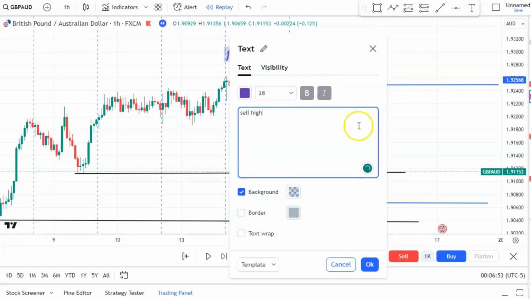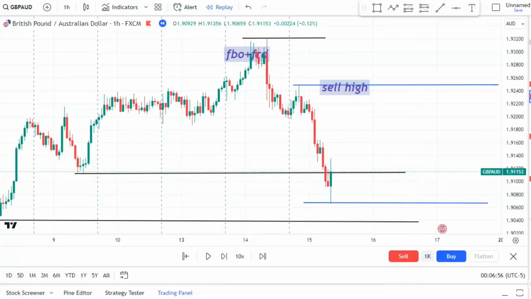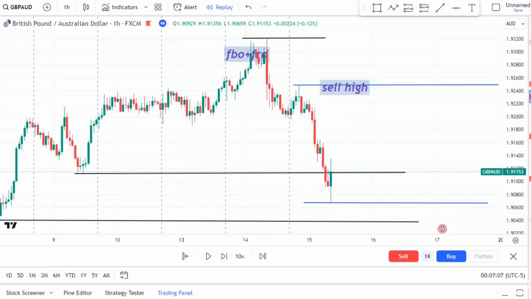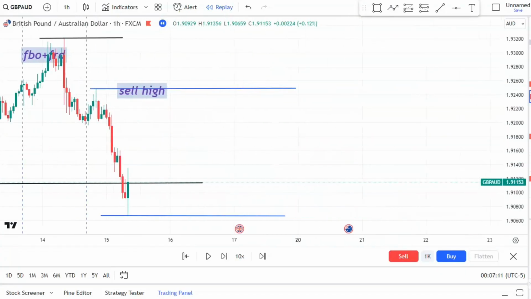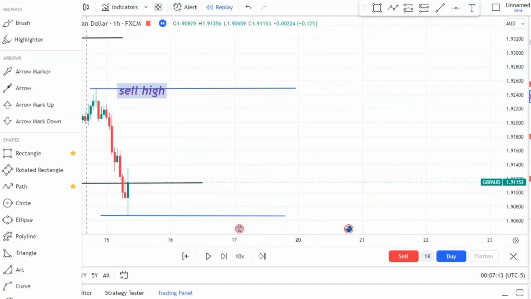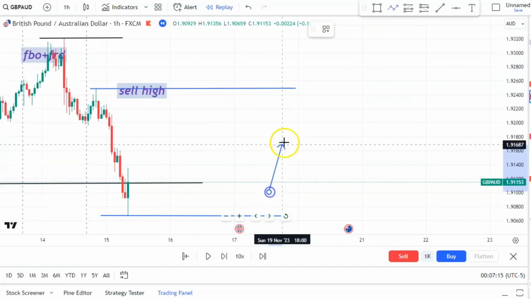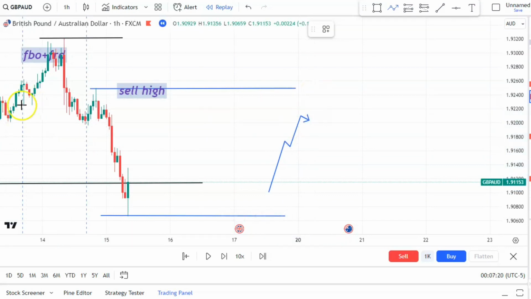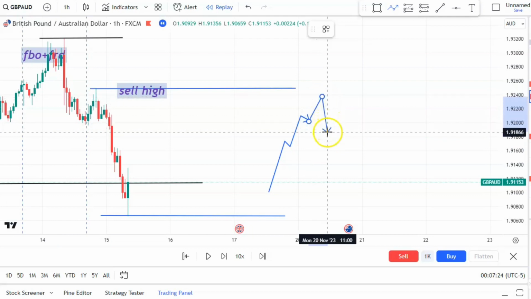Now, answering a couple of questions. Signal day: it's a first red day and a failed breakout, so I'm looking for an opportunity to sell high. Number 2, which setup am I looking at? I'm looking at the pump and dump setup. A pump and dump setup is simple. I just want to see price pumping up, and then we trap traders.